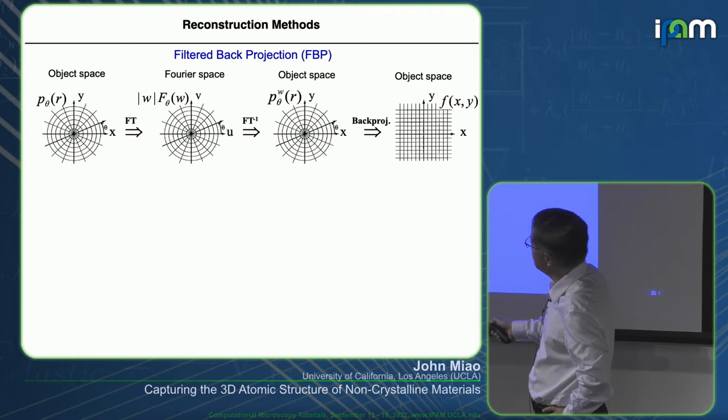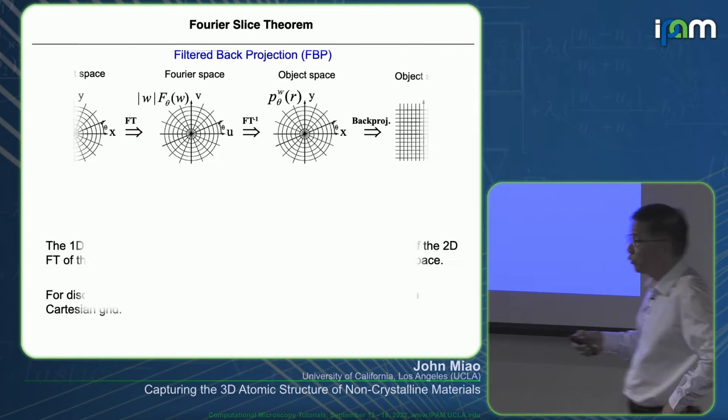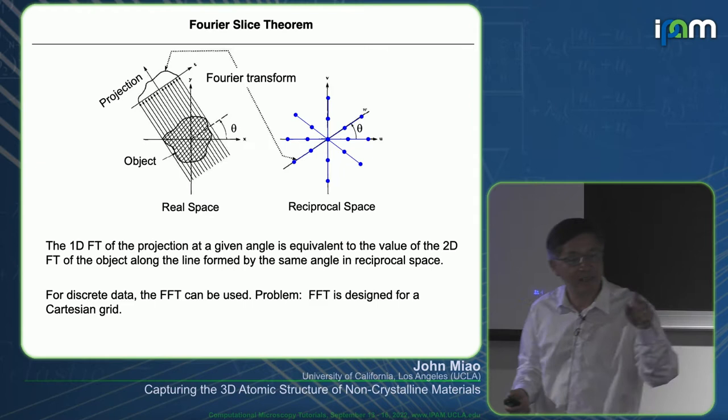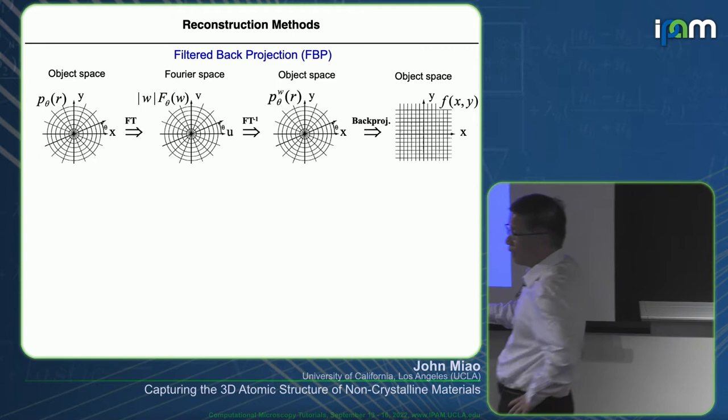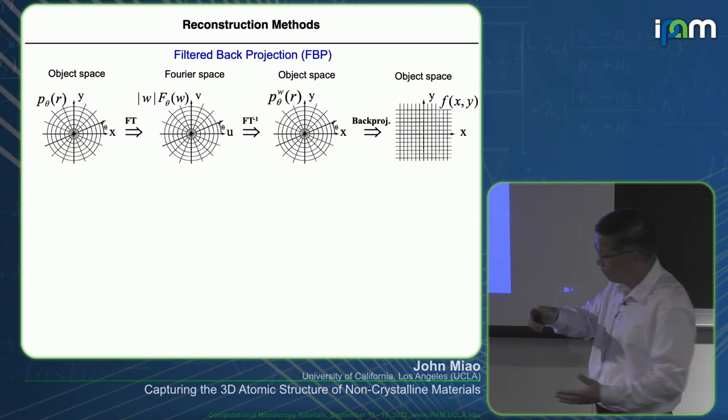You have object space, and you get the projections at different angles, right? Then take a Fourier transform of each projection, and put in a weighting factor. What is the weighting factor for? The weighting factor compensates for the density of these points. You want to make the density uniform. This is very simple math. So you put a filter here, and then you put it back. You get this projection, and then you simply project back. You smear the projection back into the object space, and you get the 2D reconstruction.